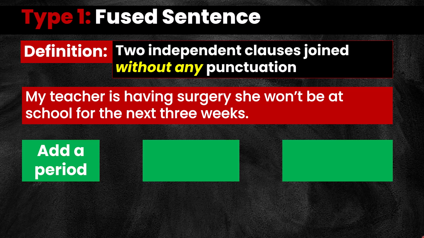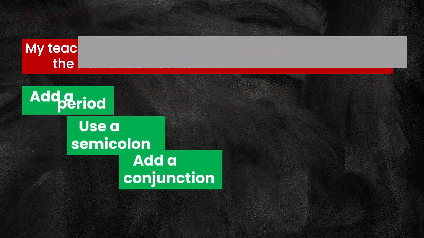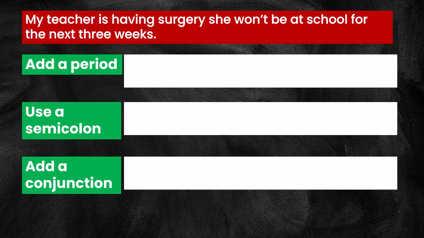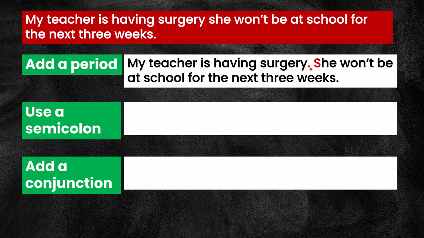One way is we could just add a period. We could also use a semicolon, or we could add a conjunction. So let's look at this in a bit more detail. If we were to add a period to fix this, we would have: my teacher is having surgery, period. And then, of course, we capitalize the next word. She won't be at school for the next 3 weeks. So this is now correct.